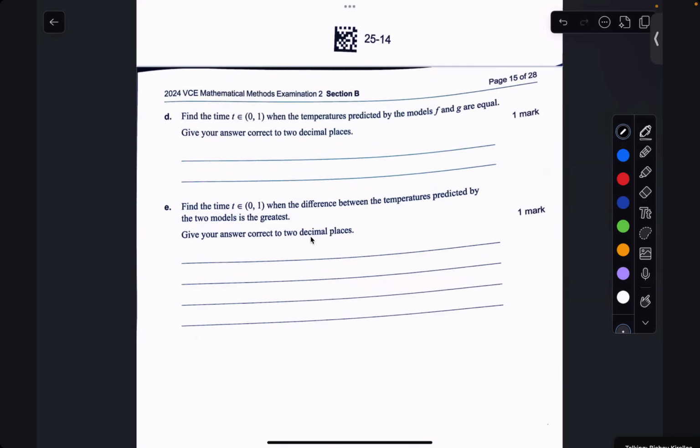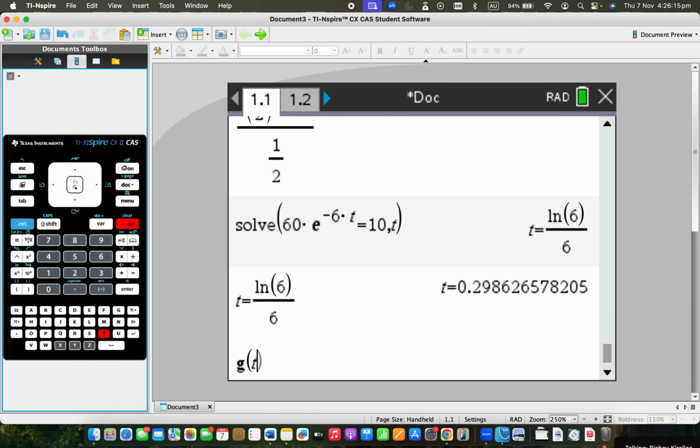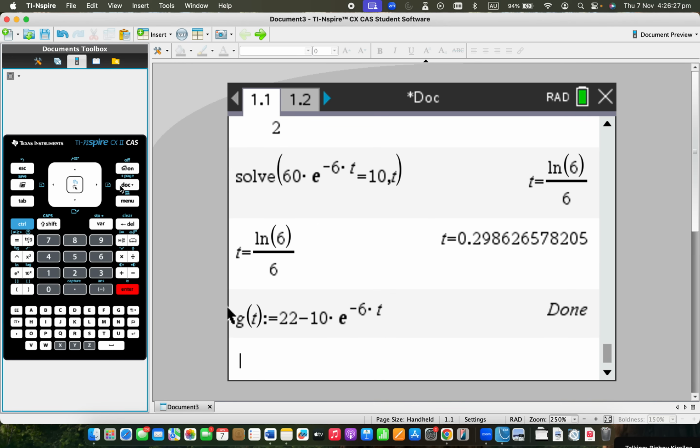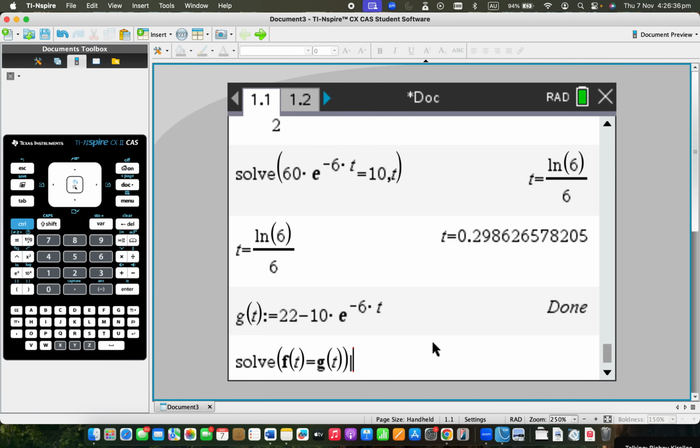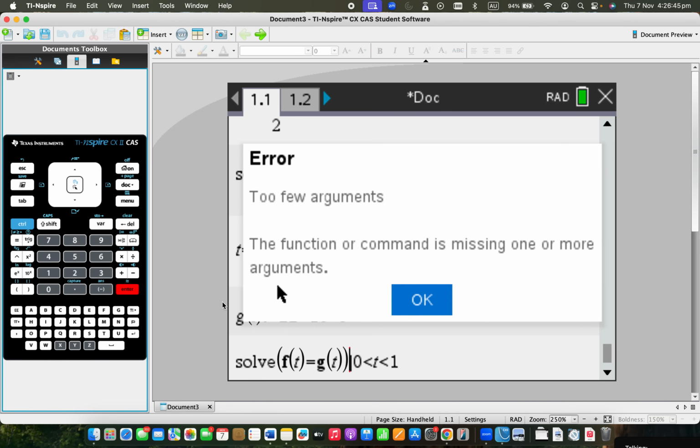Find the time t, an element of 0 to 1, where the temperatures predicted by the models f and g are equal. Give your answer correct to 2 decimal places. So I probably should define g of t, which is the 22 minus 10 e to the negative 6t. And then we want to know when is f of t equal to g of t between 0 and 1. And it's to 2 decimal places, comma t.